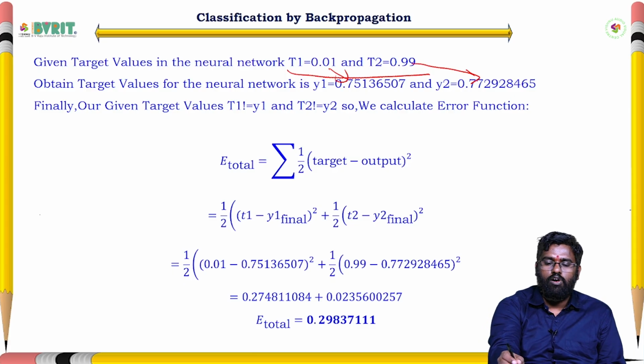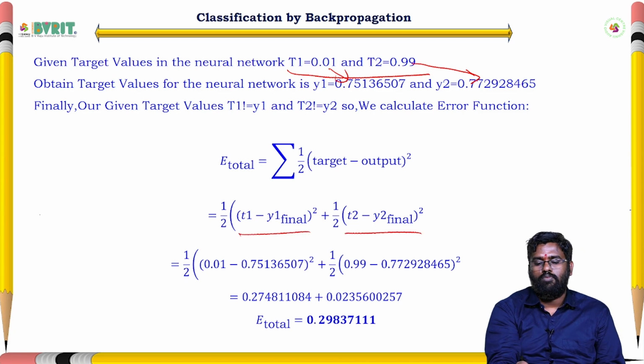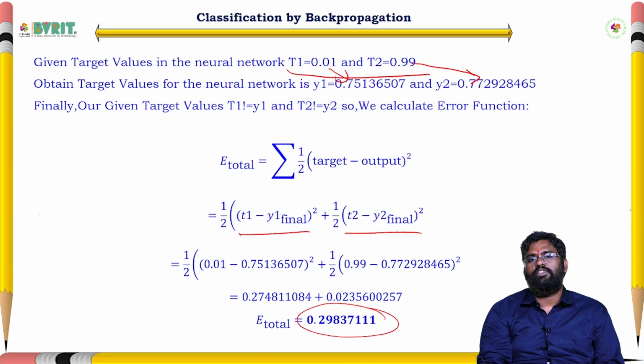So the total error is the target minus output, whole square. Target means we have two values, t1 minus y1 final and t2 minus y2 final. Substituting this, the error in this problem is 0.2983. By implementing backward propagation, we need to reduce the error and update the weights.